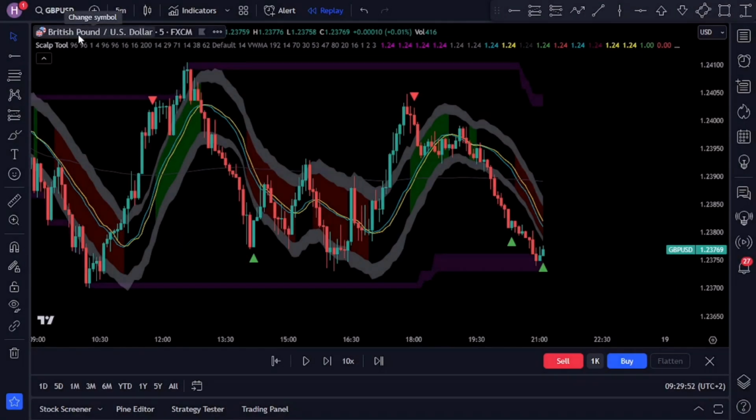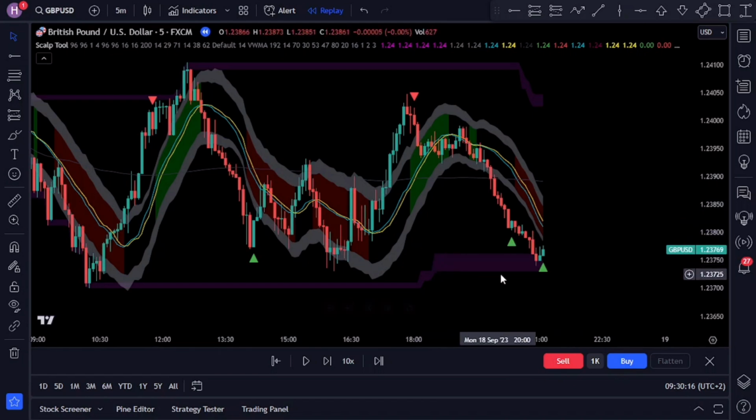So for the first example, I've selected the British pound against the US dollar in the 5-minute time frame. For a valid buy trade, we are waiting for the Scalp Tool to identify a buy position using the RSI, which has been marked with a triangle. At the time of the buy signal, price action needs to be located on the outside of the bands, which act as floating support and resistance.